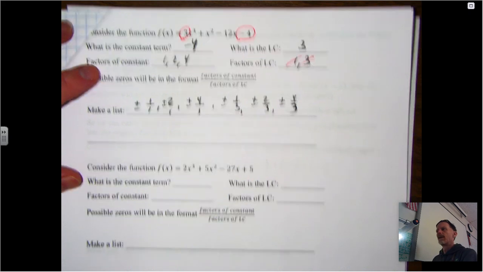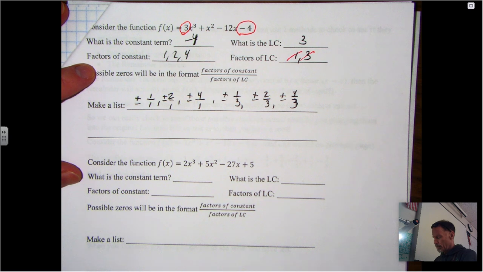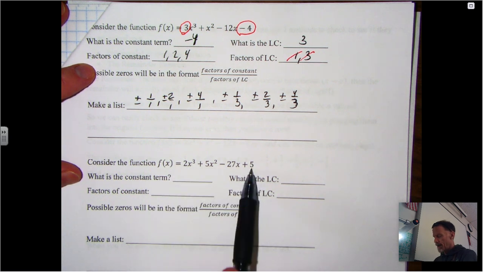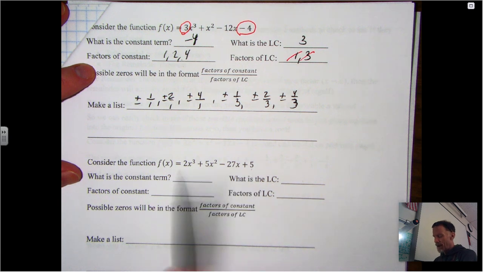Okay, so I got one more example here. I've actually got two more, and we'll do both of those. So if you want to pause the video real quick and see if you can find our list of possible zeros from this function, and then I'll come back in and finish that one out, and then we'll do the last example.